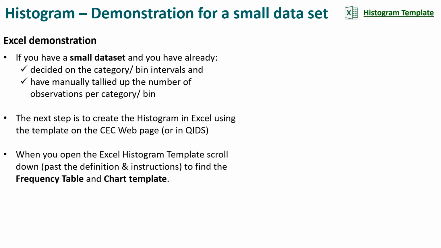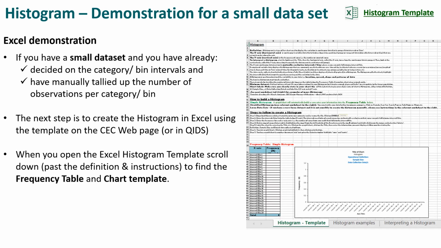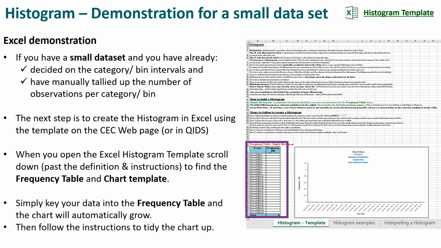So when you open up the Excel histogram template, scroll down past the definition and the instructions, and what you'll find is the frequency table and the chart template. All you do is simply key your data into the frequency table and the chart will automatically grow. Then you need to follow the instructions to tidy up the chart, like for example to give it a title, name, and maybe state the data collection days and also the sample size.